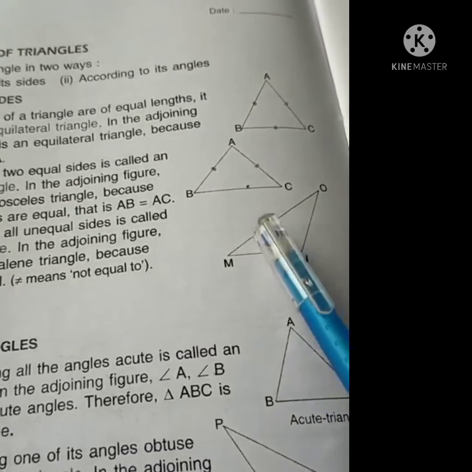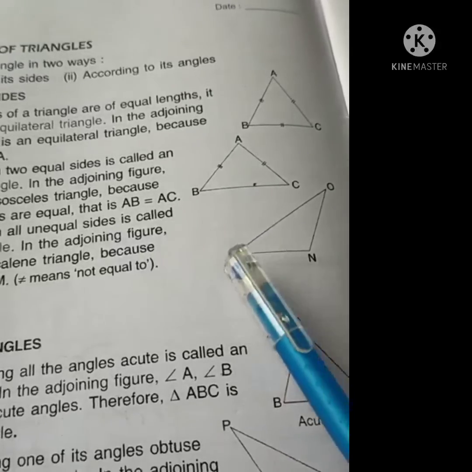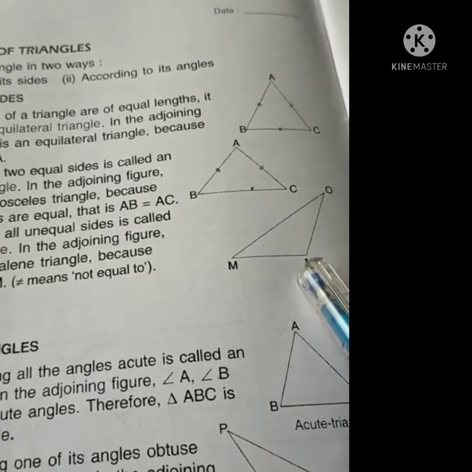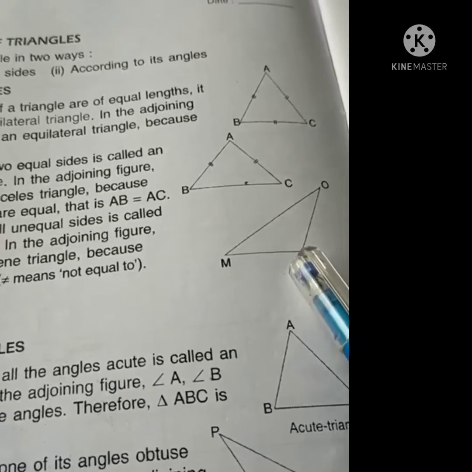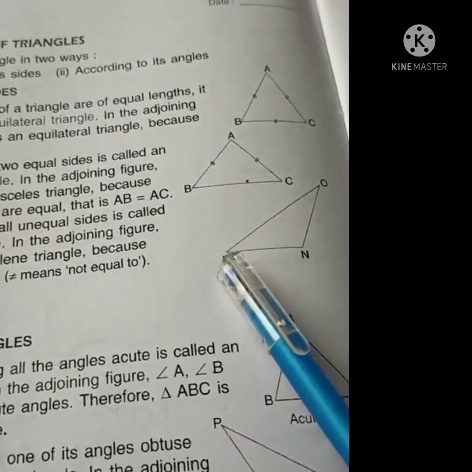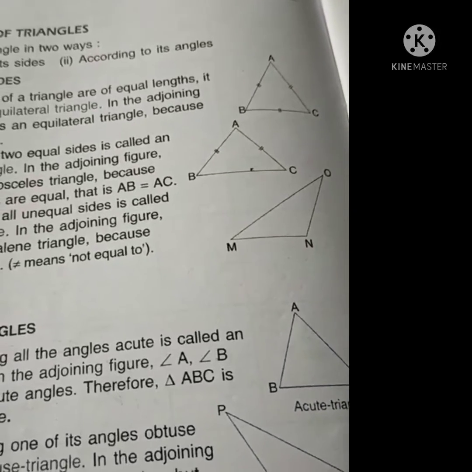If all the sides are unequal, अगर सारे sides equal नहीं हैं, सारे अलग अलग length के sides हैं, then this is scalene. So OM is not equal to MN is not equal to NO.